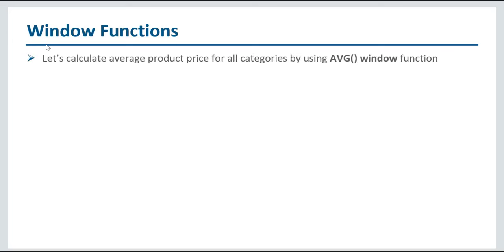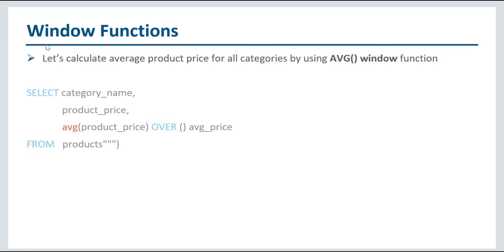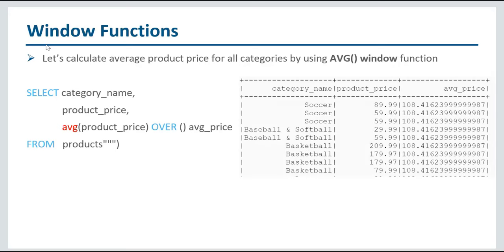So let's calculate the average product price for all the categories by using the average window function. We can write a query like this. Select category name, product price, average of product price, and we will be using an over clause here, and we'll give a name to our column, avg_price, from the products view. And this will return an output like this. In the output we have category name, product price, and the average price for all the products. In this query, we haven't used any partition by clause in my over clause, so my window will contain all the records in the table.